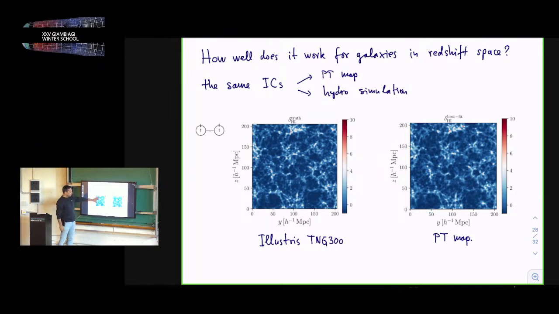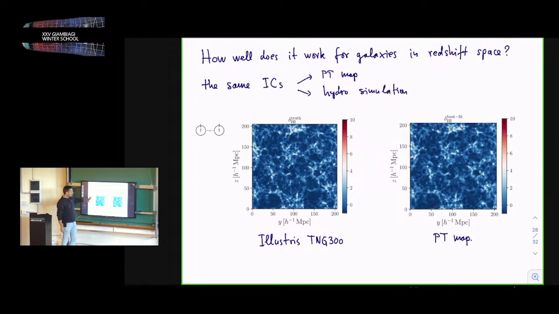And this is the output of a simulation for given initial conditions. Then what you can do, in order not to have the cosmic variance, is take the exact same initial conditions for Illustris and make the perturbation theory map, just using this formula that we derived this week. And look how well they agree. They're basically the same on large scales. They have all the features in the right places.